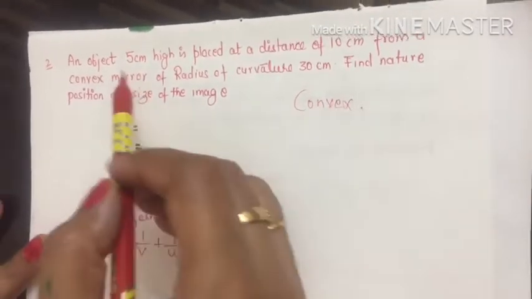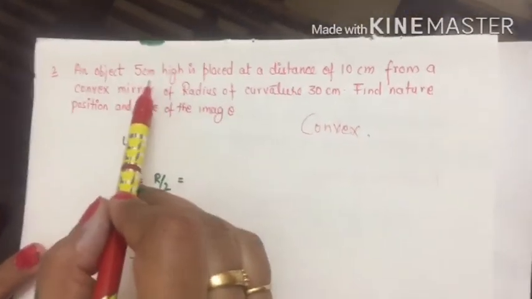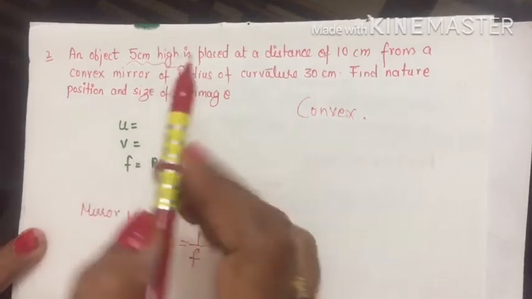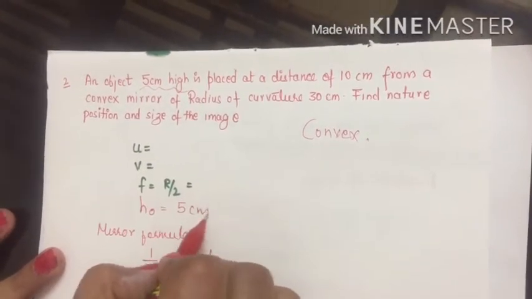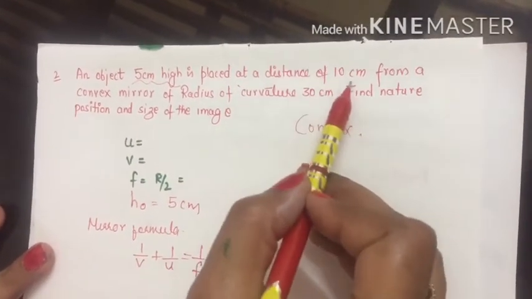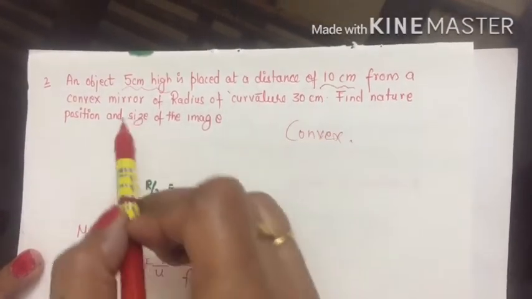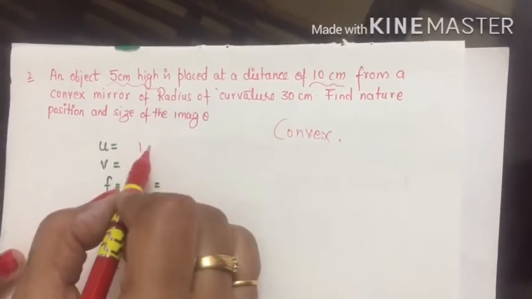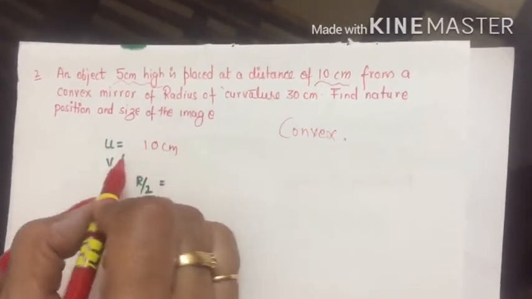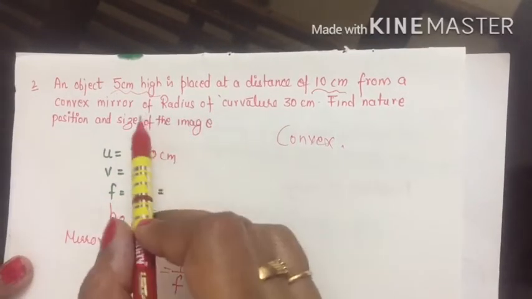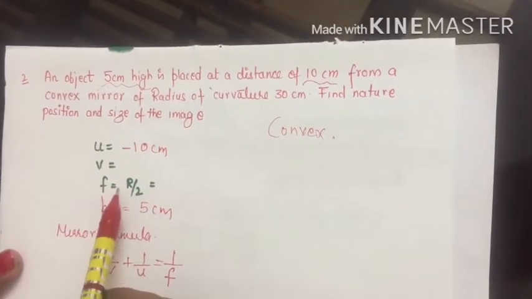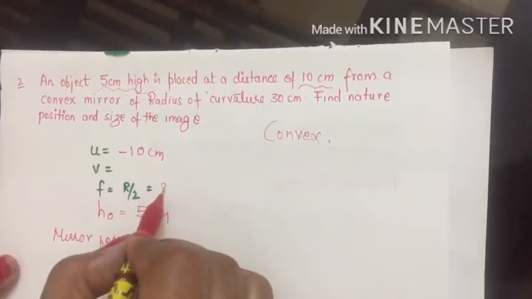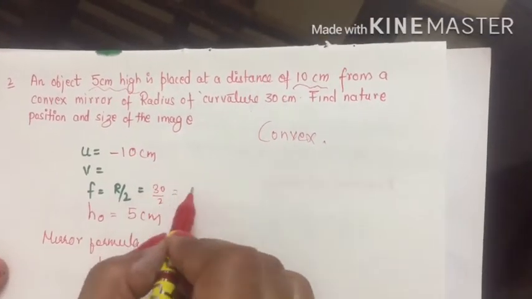Okay, so let us read this. An object 5 centimeter high. So 5 centimeter is the height of the object. It is placed at a distance of 10 centimeter from the convex mirror. So object distance is 10 centimeter. Object distance is always negative. Of radius of curvature 30. Children, you know the relation f is R by 2. So focal length will be 30 by 2 and that will be 15.